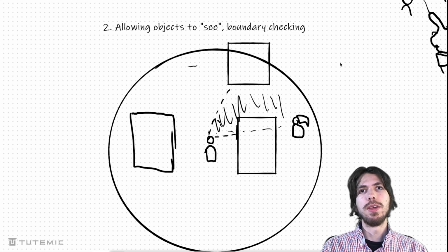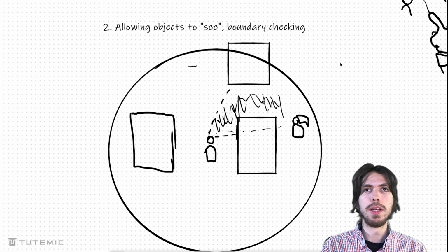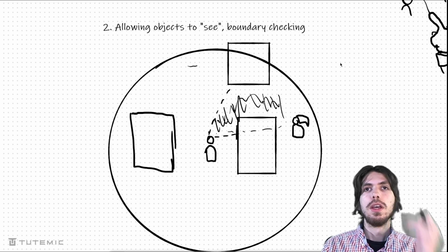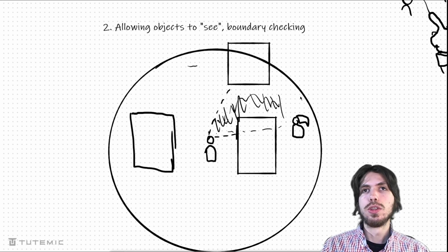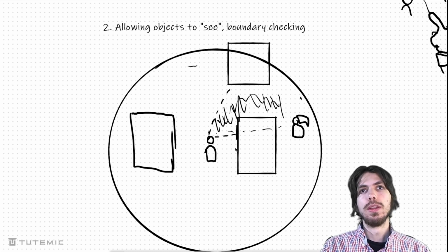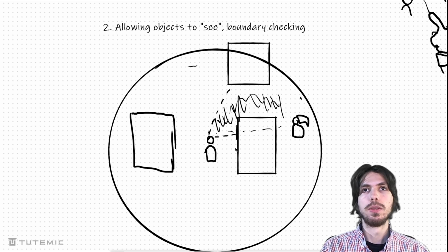All right, so anyways, you can draw that kind of cone of visibility, or something like that. And you can do that with raycasts. It's pretty neat. All right, so that's one thing: allowing an object that's not necessarily the player character to be able to see whether or not an object is visible to another object, right?